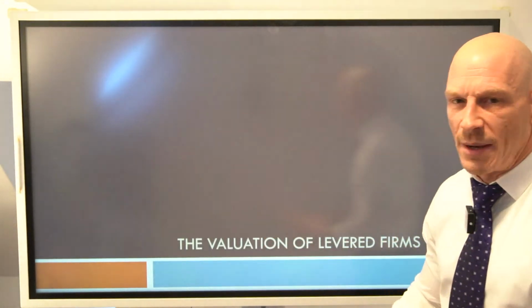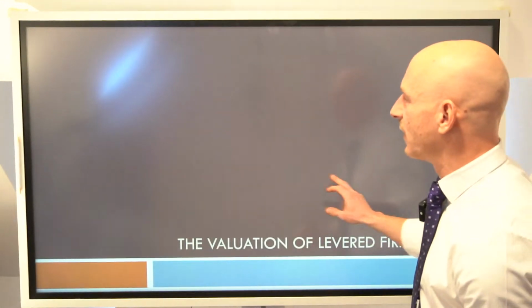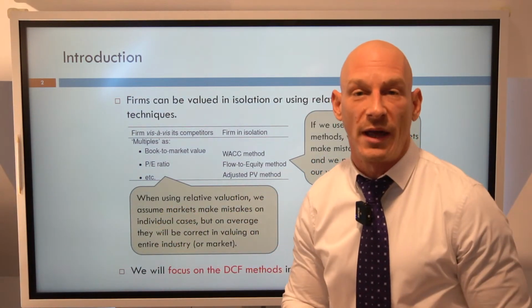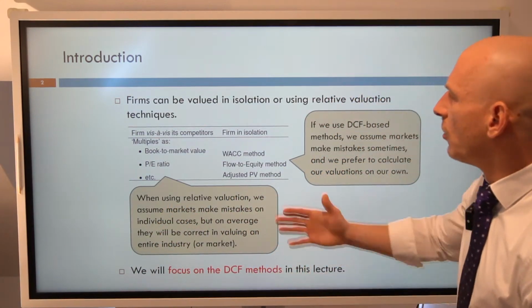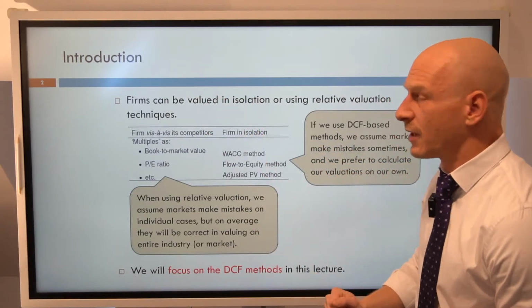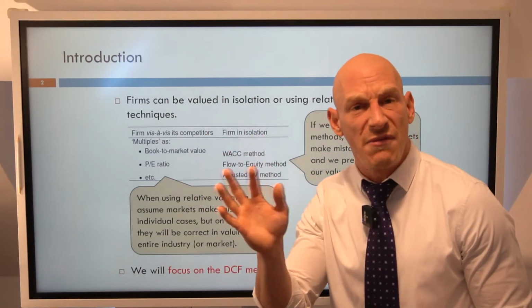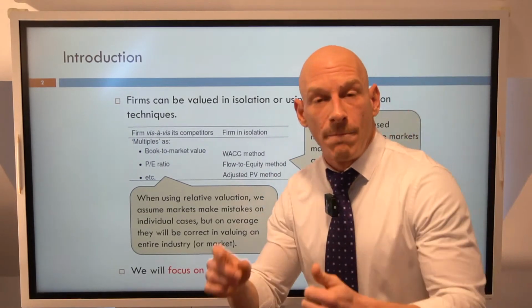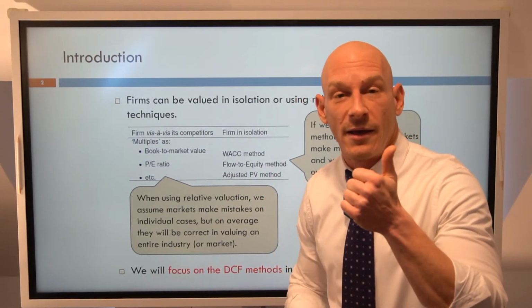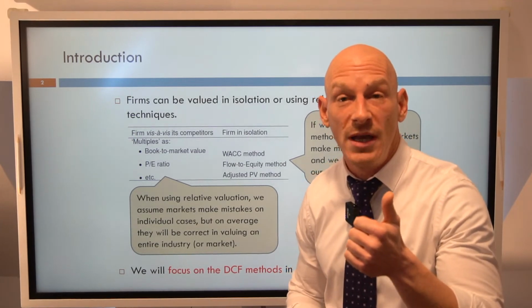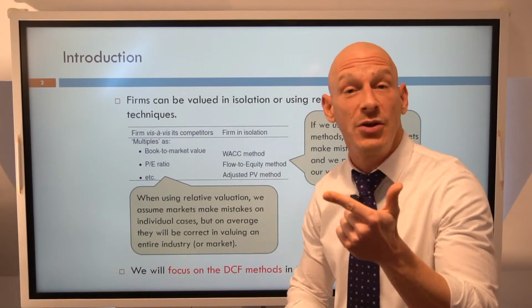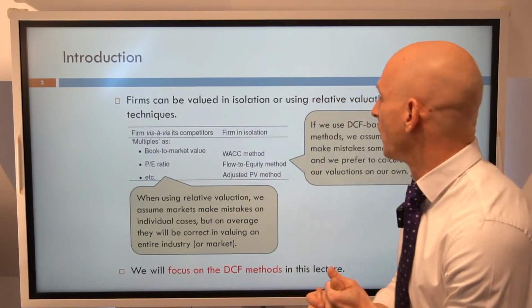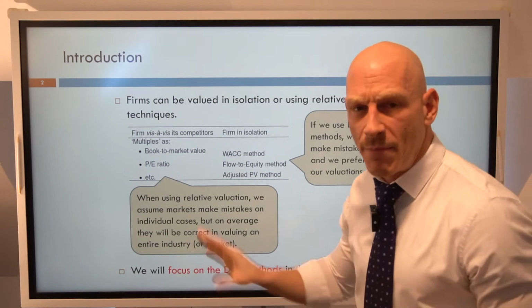Like I said, the chapter is called Valuation of Levered Firms. Let's start first with a sort of broader look at things. How do you approach firm valuation? There are, broadly speaking, two different intellectual approaches for how you could do it. You can determine the value of a firm in isolation, and you can determine the value of a firm relative to something else.